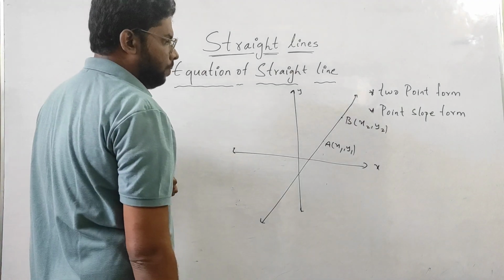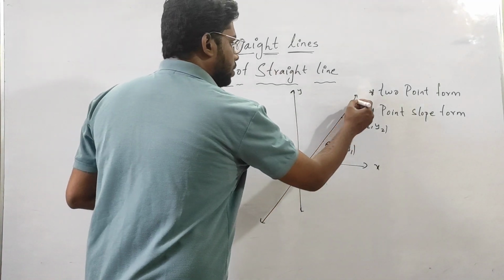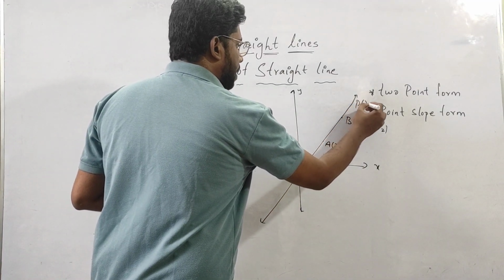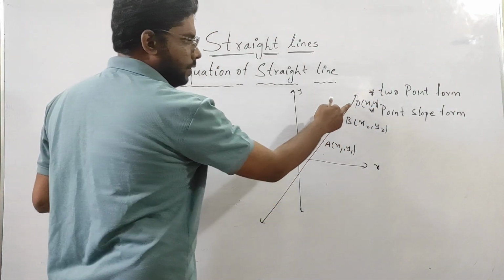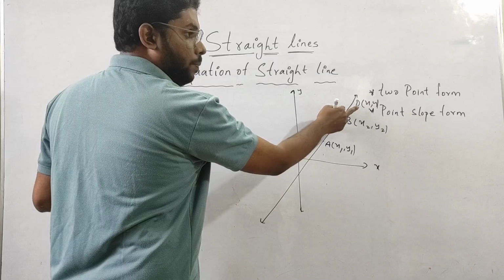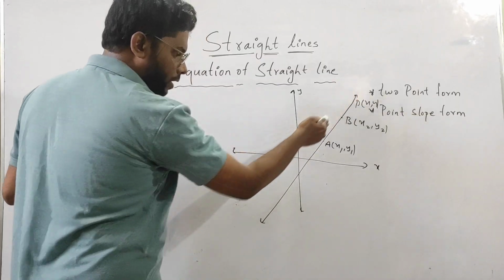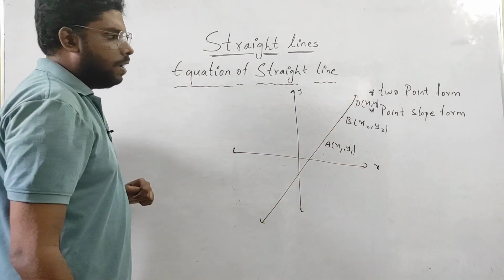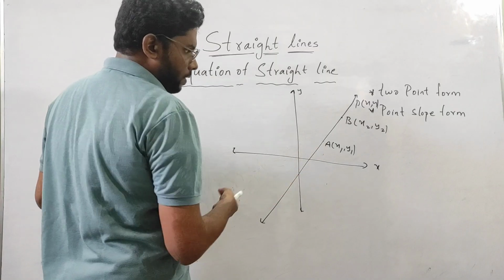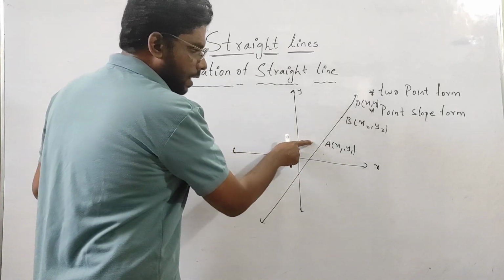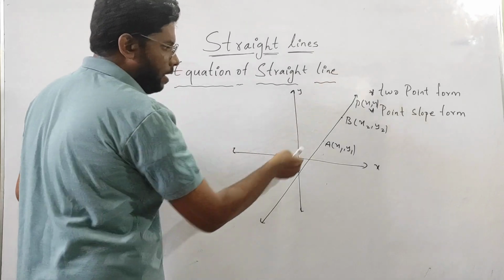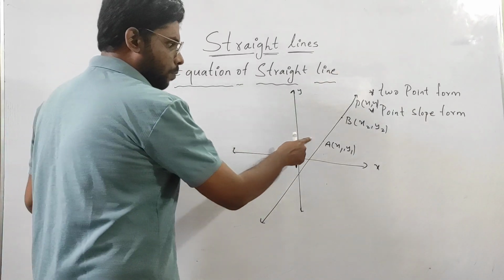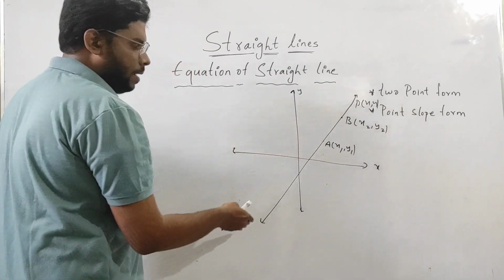Now we will consider the locus of a point P, x comma y, on the straight line. It means we have considered a locus of a point P, x comma y, on the straight line. Now if you observe this, you can see that A, B and P, the three, lie on the same line. These three points lie on the same line.